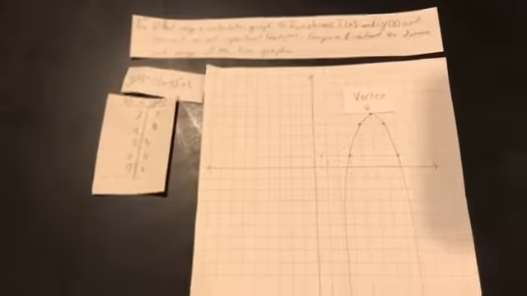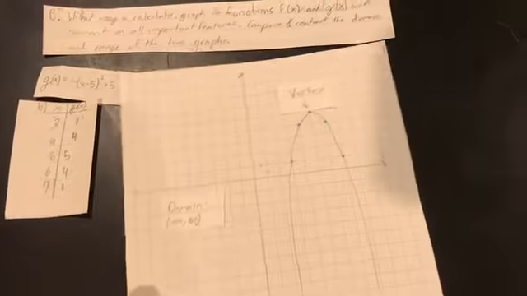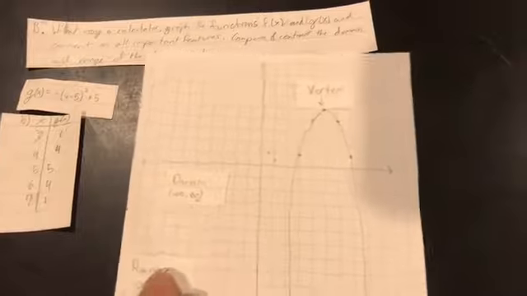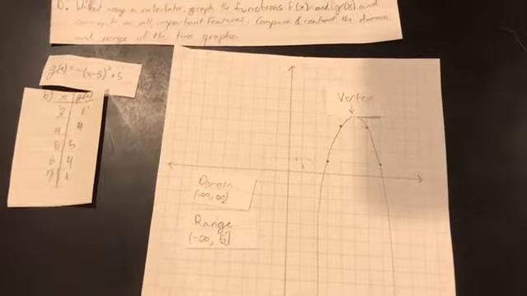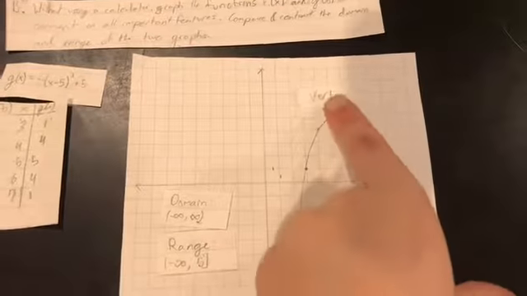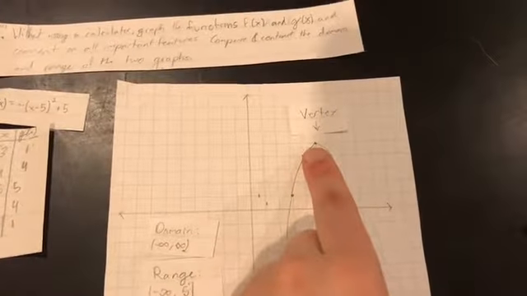And since it says to comment on the important features, we are going to label our vertex. It also says to compare the domain and range. So with this one, we have a domain of negative infinity to positive infinity, or all real numbers, and a range of negative infinity up to and including 5, because you cannot have a point exceeding a y value of 5, because that's the maximum point of this graph.